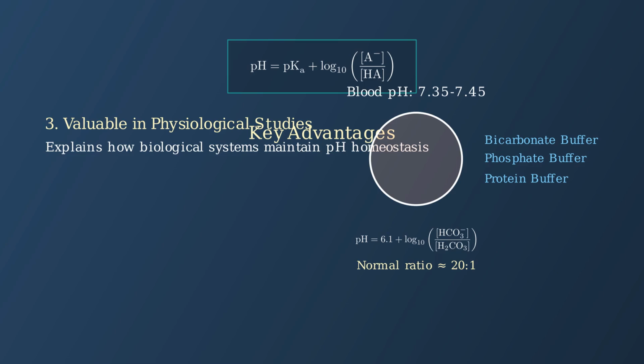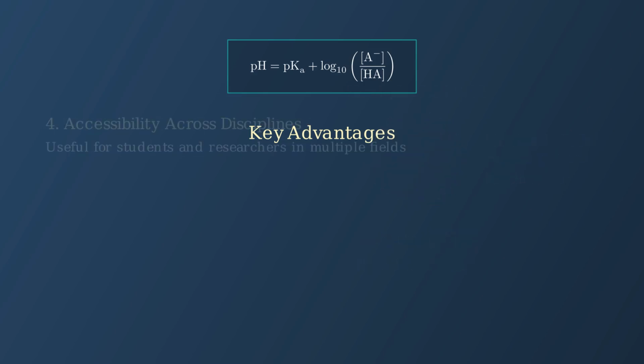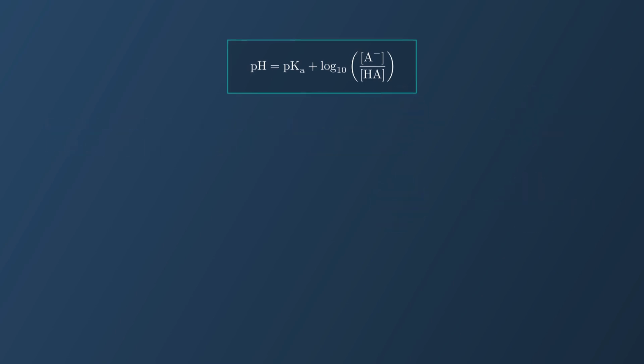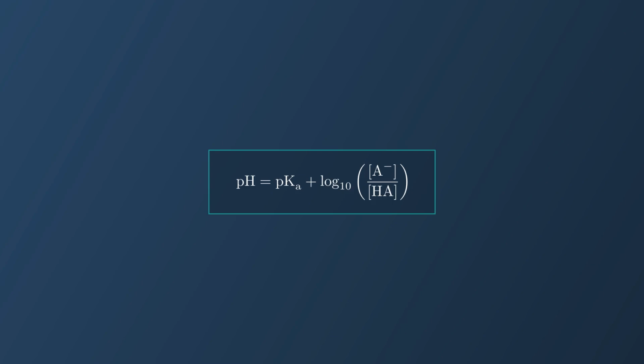despite metabolic changes. Finally, the equation's simplicity makes it an accessible tool for students and researchers across multiple disciplines, including chemistry, biology, medicine, and environmental science. These advantages have made the Henderson-Hasselbalch equation a fundamental tool in chemistry and biochemistry, enabling precise control and understanding of pH in various systems.